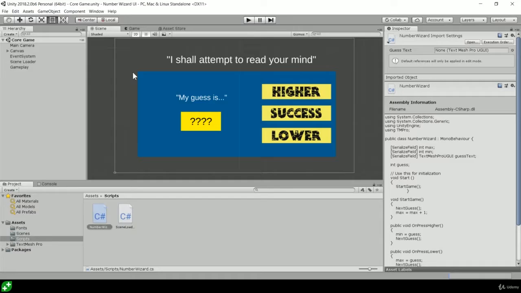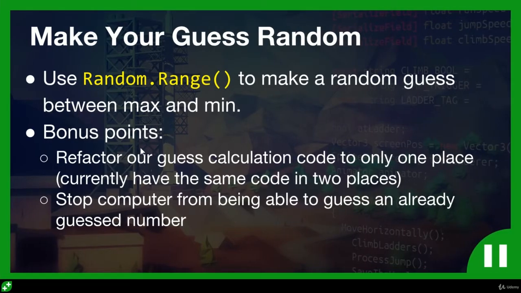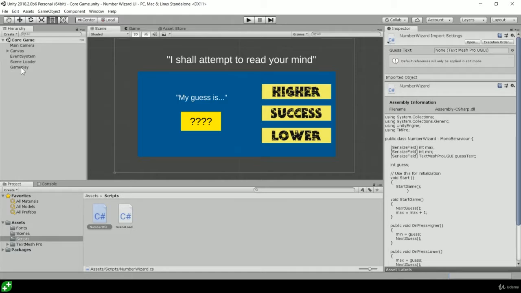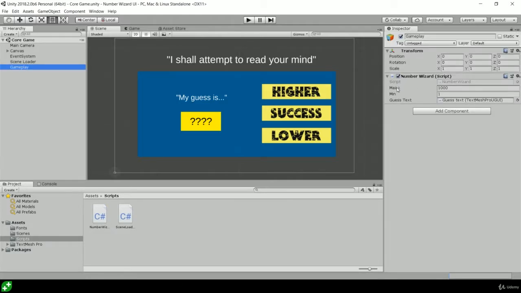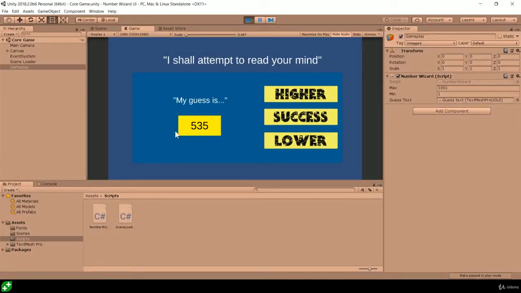Very cool. So I mentioned that we had another part of our bonus points, which was to stop the computer from being able to guess an already guessed number. I'm going to click on gameplay, which shows us our max and min variables that are exposed in the inspector here. When I click play, we see that we start off with a guess of 535. My maximum is 1001. Well, that's an issue as well. That's something we'll need to change in a moment. It should be 1000.